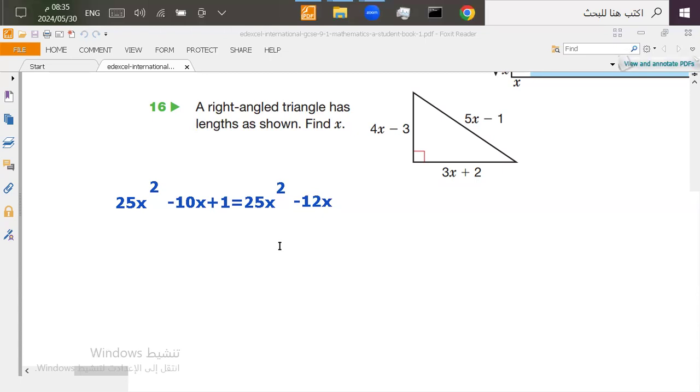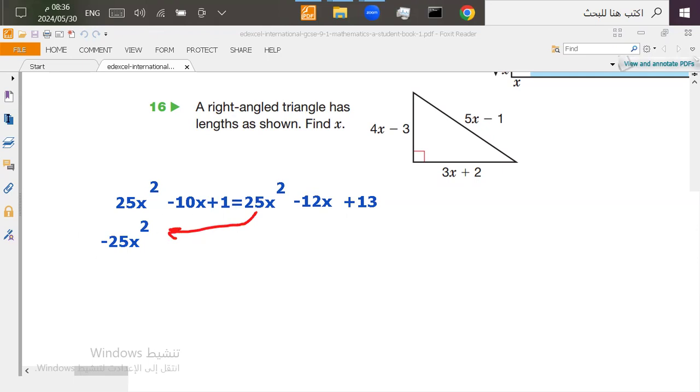And after that we did the constants, 9 plus 4 will equal 13. Okay. Now what do you do? You take this one, 25x squared, to the other side, it is going to be minus 25x squared. So minus 25x squared. Okay.